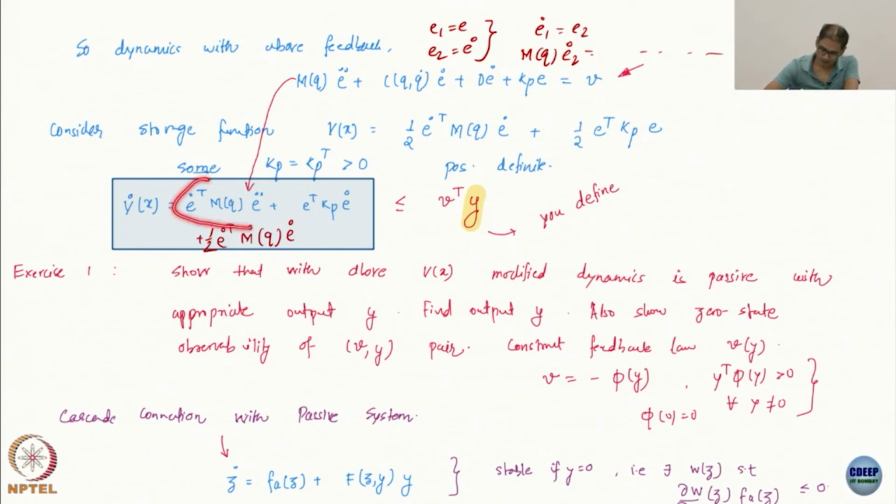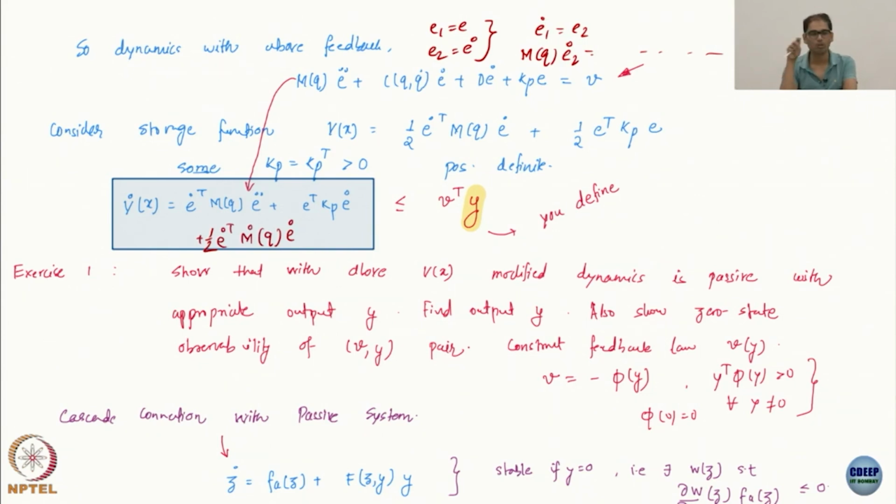So basically this term contains the new control V, and what I want you to do as an exercise is choose an output, anything, as output Y, such that this quantity is less than or equal to V transpose Y, where V is this new control. Then you would have achieved feedback passivation. Not just that, after you find the output Y, I also want you to show zero-state observability of this system for this V-Y pair. This is a very nice and obviously relevant example. We have already moved into something real, and you will also be doing simulations on this with some real numbers that I will give you.